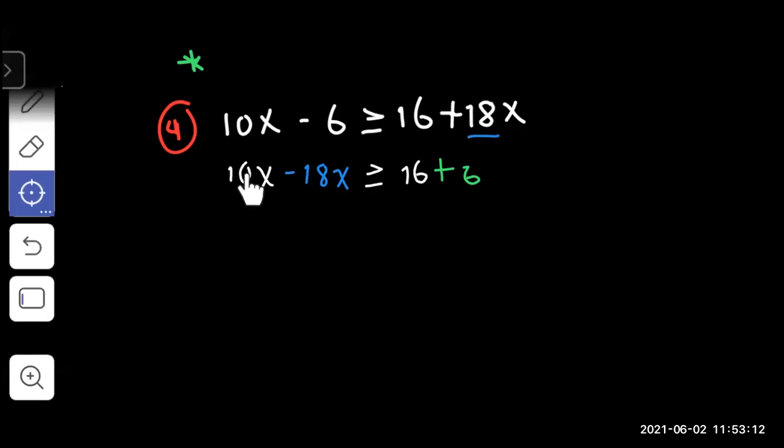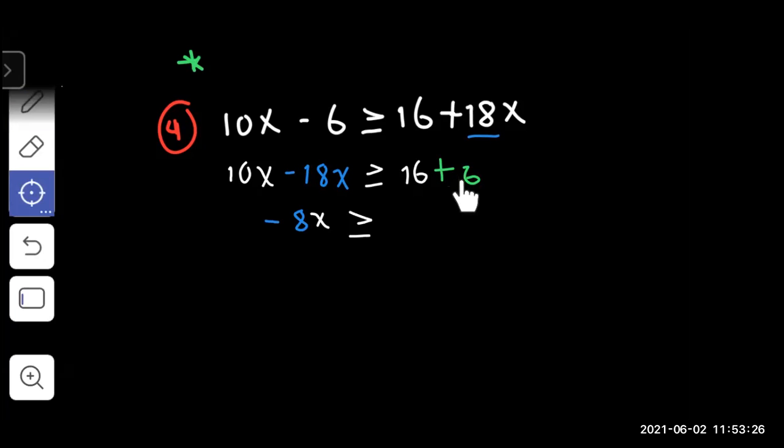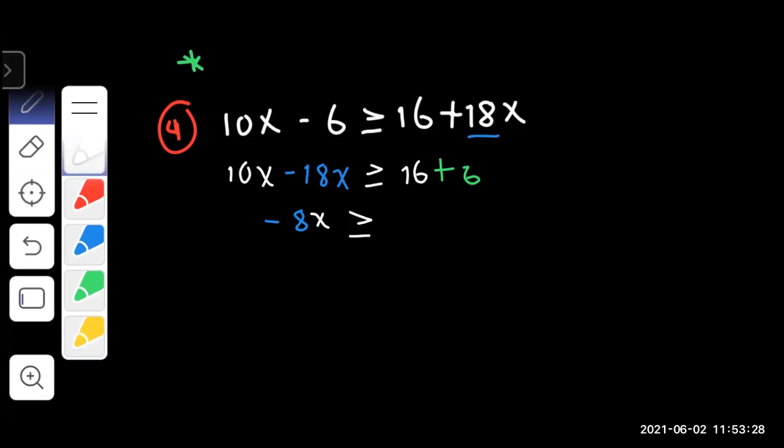Now let's simplify. 10 minus 18 is negative 8, correct? Because the greatest value is a negative. Greater than or equal to, okay. 16 plus 6, guys, is 22. That's completely correct.